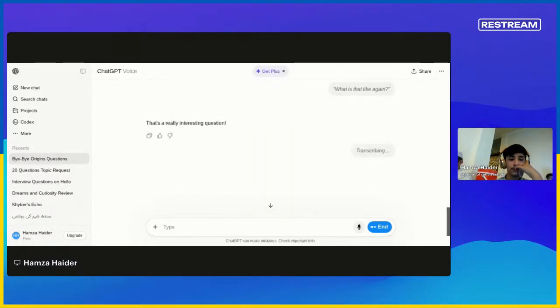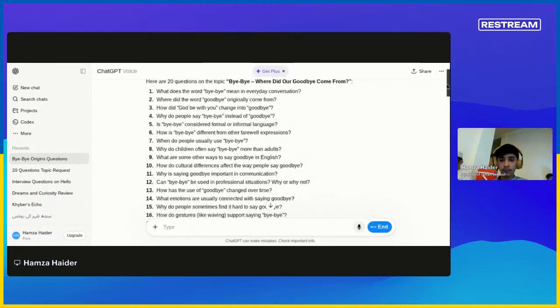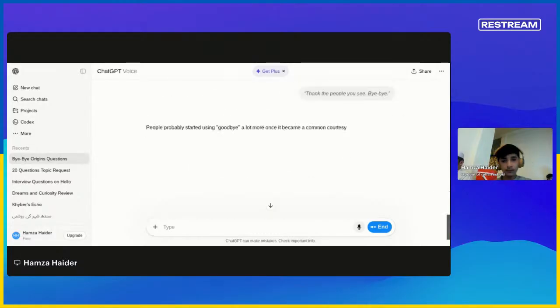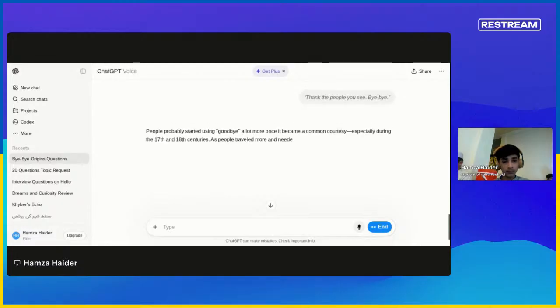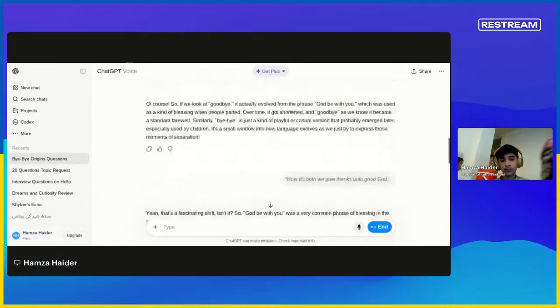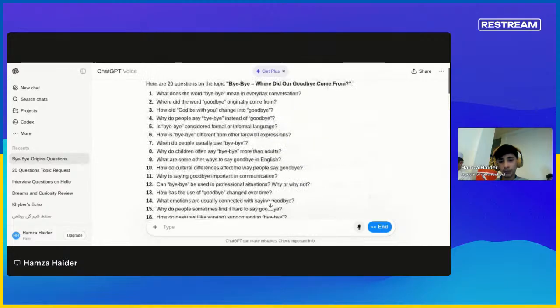Exactly. Goodbye is one of those expressions that started out with a deep, almost spiritual meaning, and now it's just a very casual, everyday farewell. It's a perfect example of how language over time, something formal can become everyday, and the original meaning fades into the background. When do people usually use bye-bye? The history behind it. Why do children often say bye-bye more than adults?